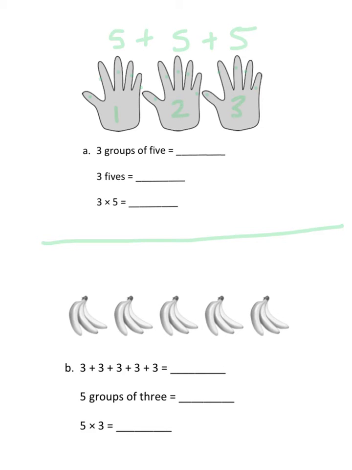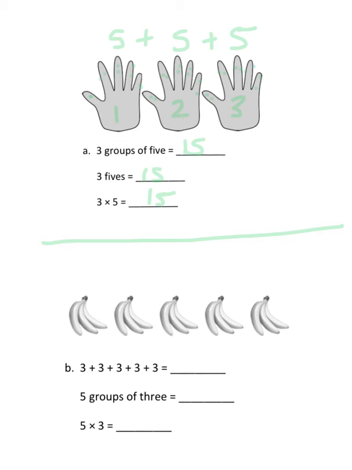3 groups of 5. 5, 10, 15. So I will write 15 here. 3 5s. 5, 10, 15. 3 multiplied by 5, or 3 groups of 5. This time we'll count them out. 1, 2, 3, 4, 5, 6, 7, 8, 9, 10, 11, 12, 13, 14, 15. So 15. 3 groups of 5 here means the same thing as 3 multiplied by 5.